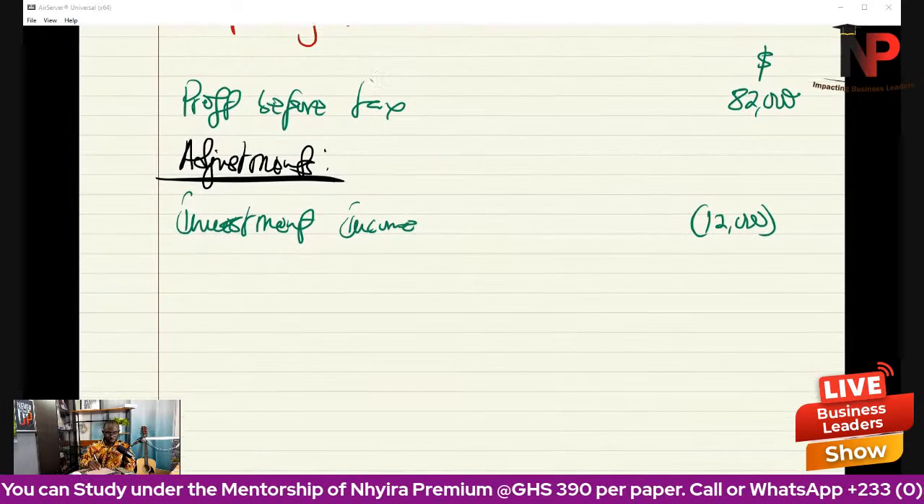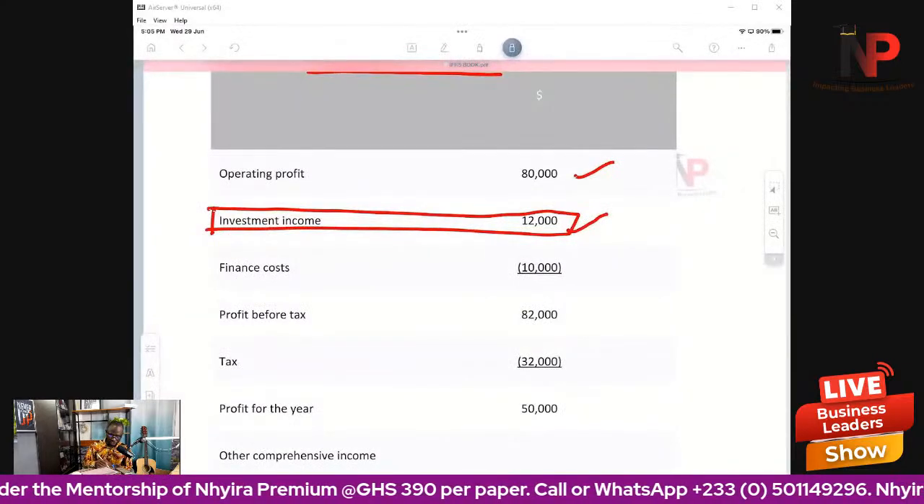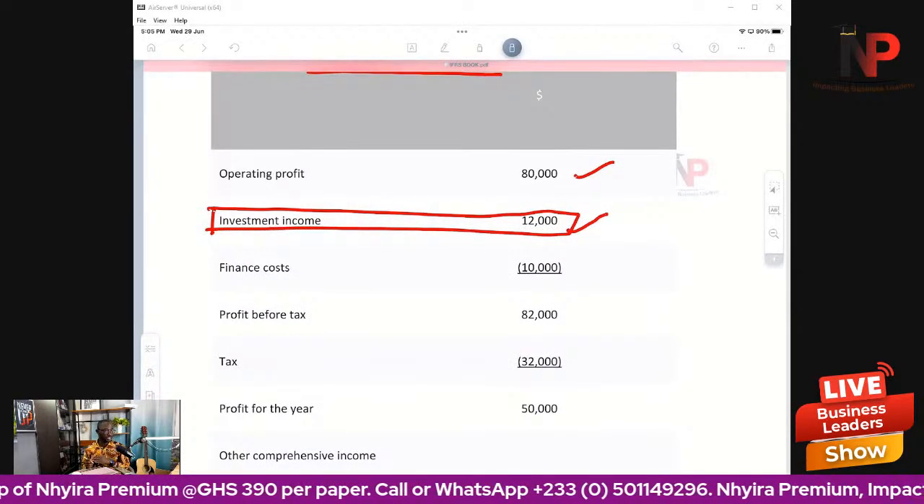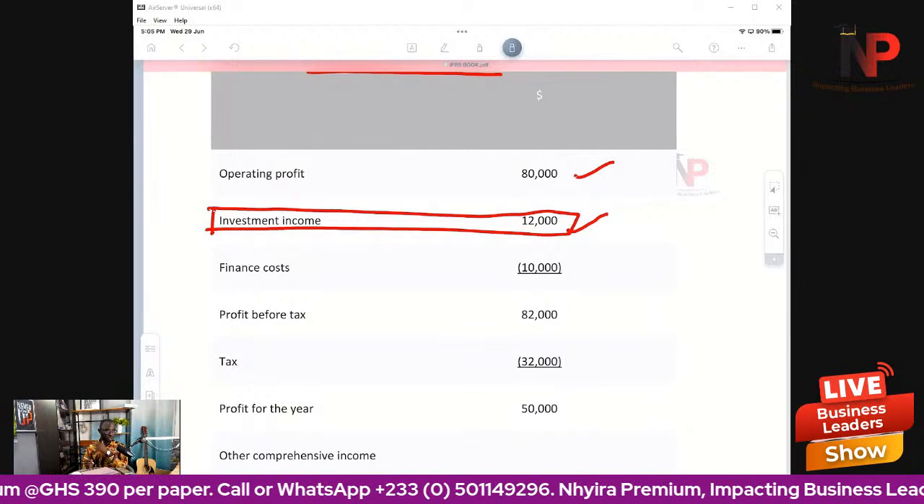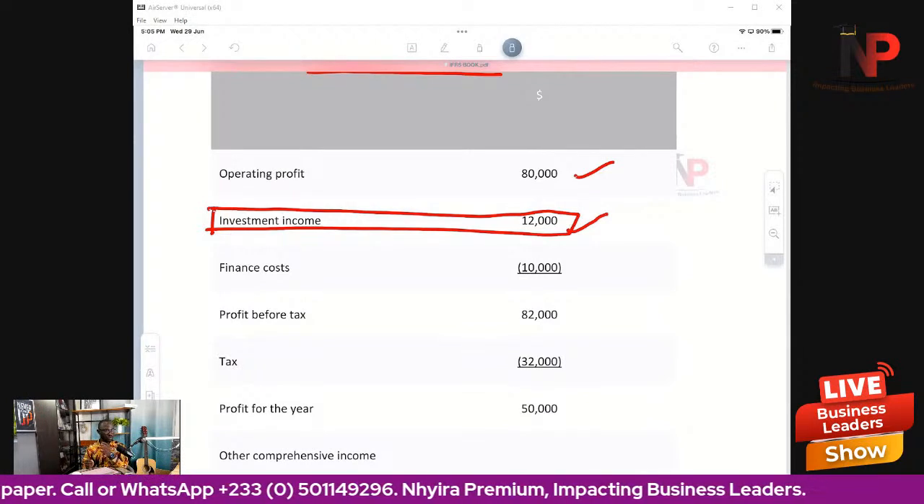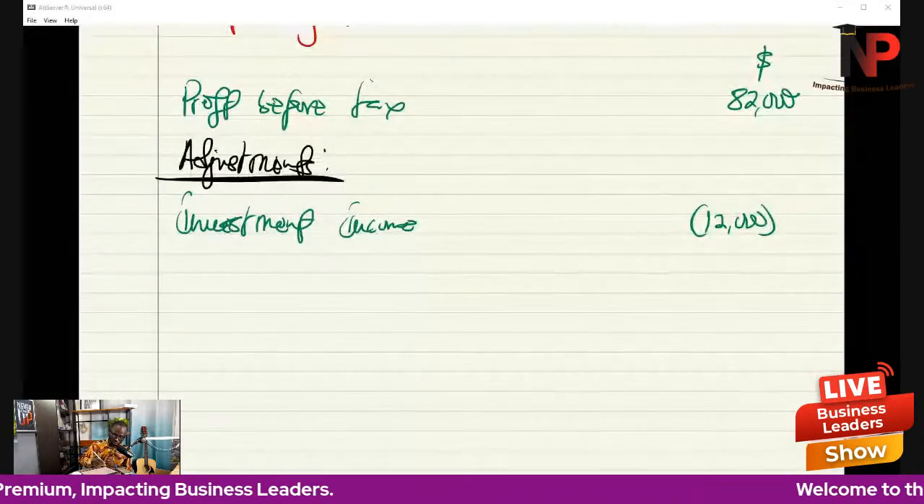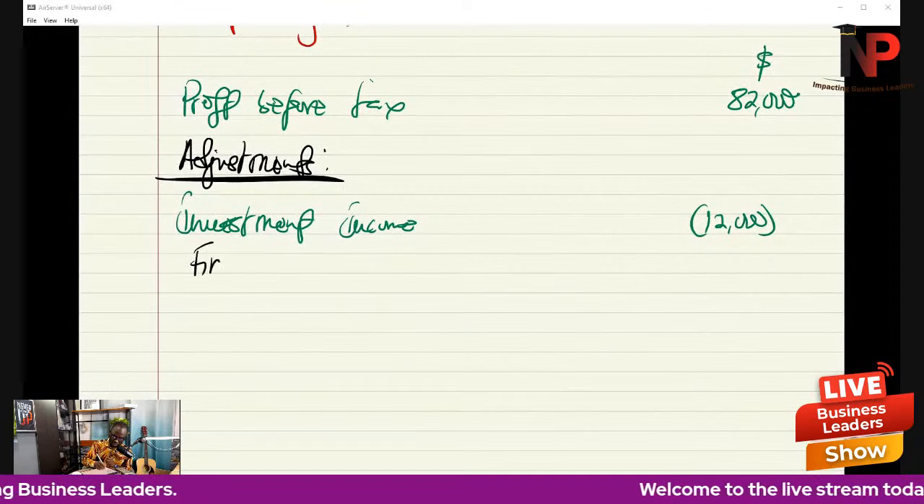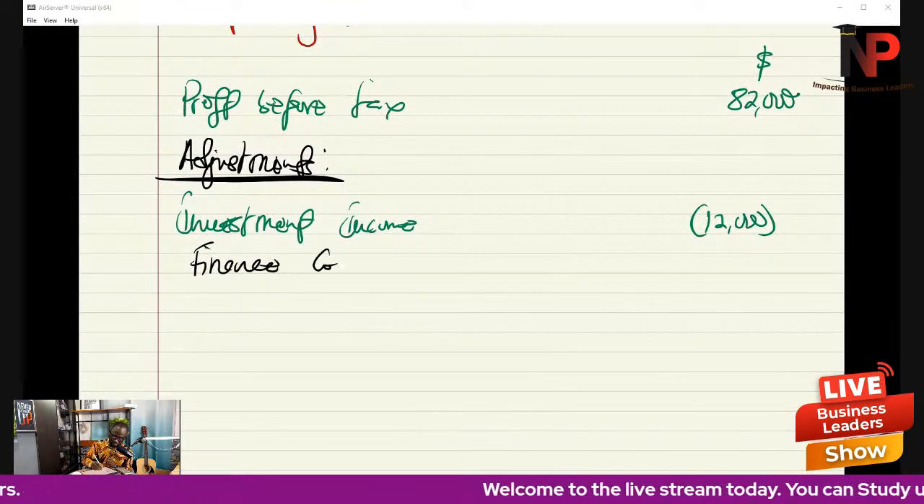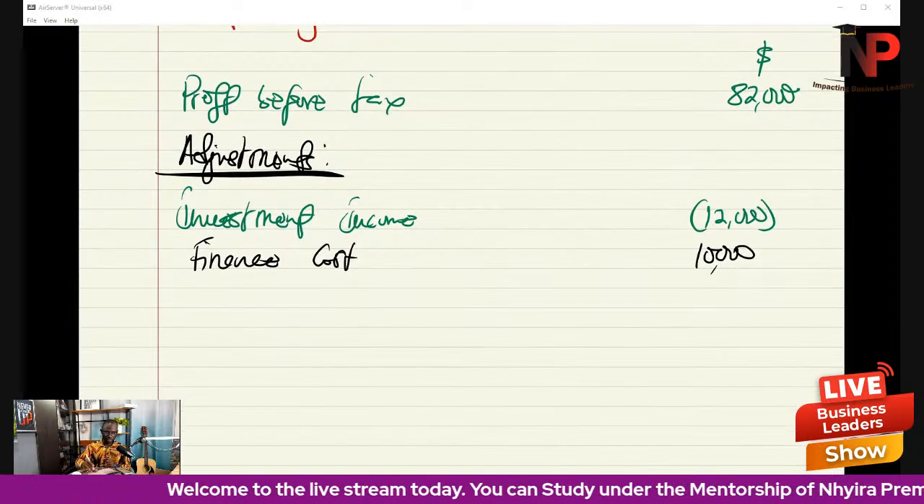Next one, we see finance cost here. Remember the finance cost in the P&L must always be added back. Then probably the one paid is what we were going to work with. So we're going to add back this finance cost of 10,000. It was subtracted, so we will add it. 10,000.